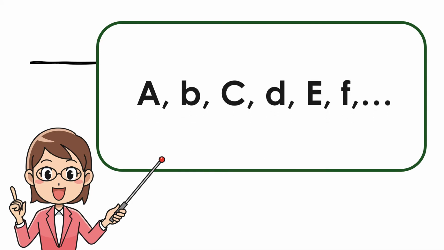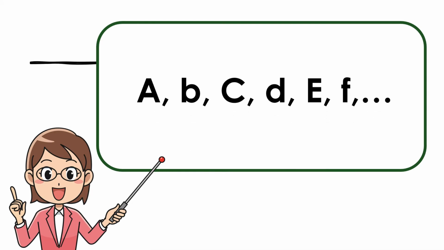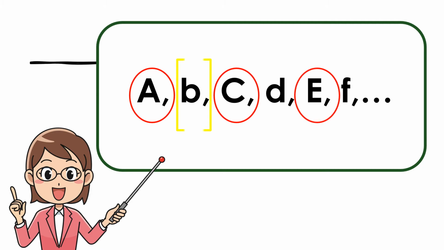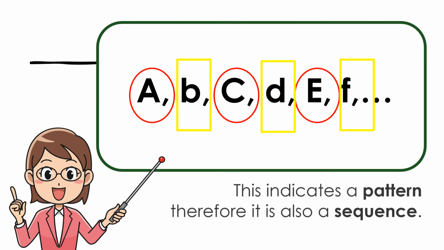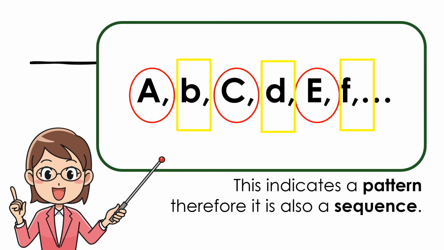Example, we have big A, small b, big C, small d, big E, small f. Observe that A, C, and E are in big letters, while B, D, and F are in small letters. Thus, the alphabet is arranged in big and small letters. Therefore, this indicates a pattern. Therefore, it is also a sequence.